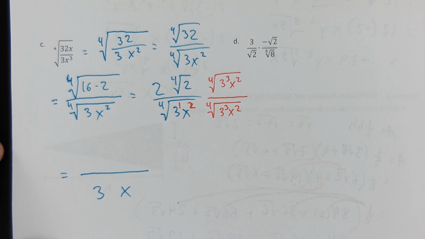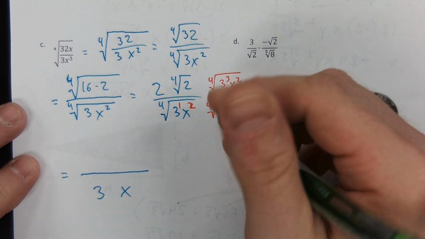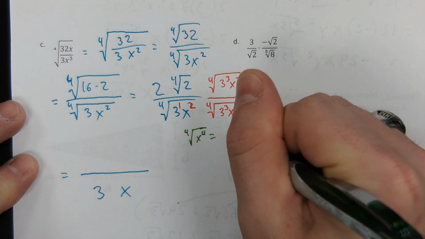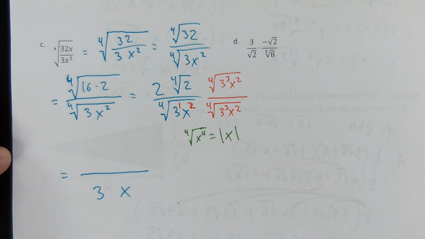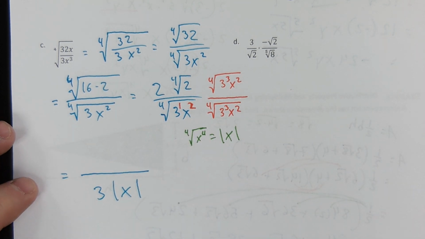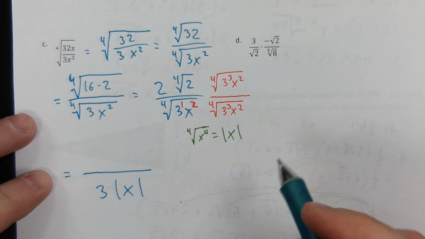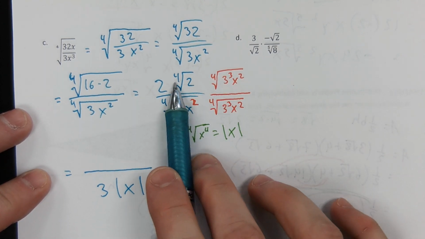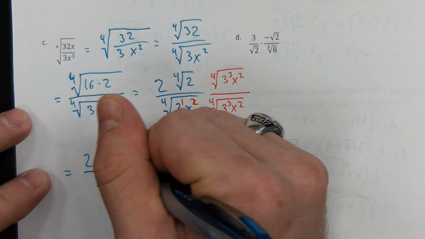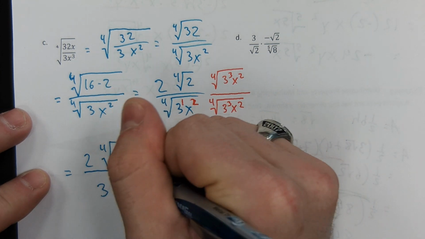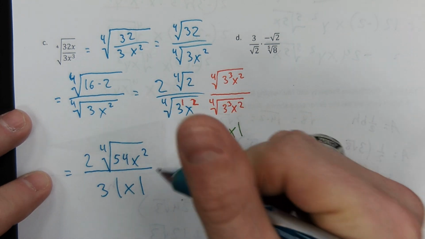That means I had an x to the 4th inside a 4th root. But since we decided at the very beginning that x could have been positive or negative, we have to have absolute value bars down there. On top, 2 times 3 to the 3rd, that's 2 times 27, that's just 54. Can't do anything with it, and then there's an x squared. So there's 2, 4th root of 54x squared.